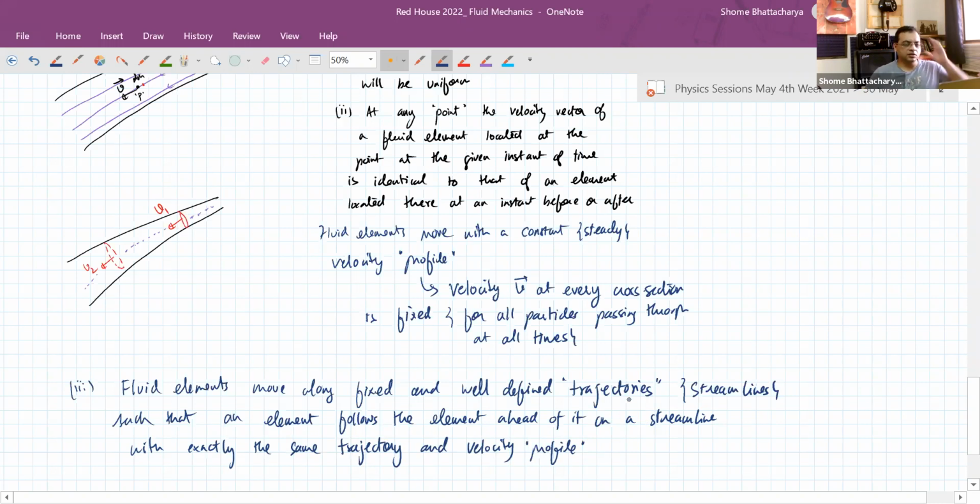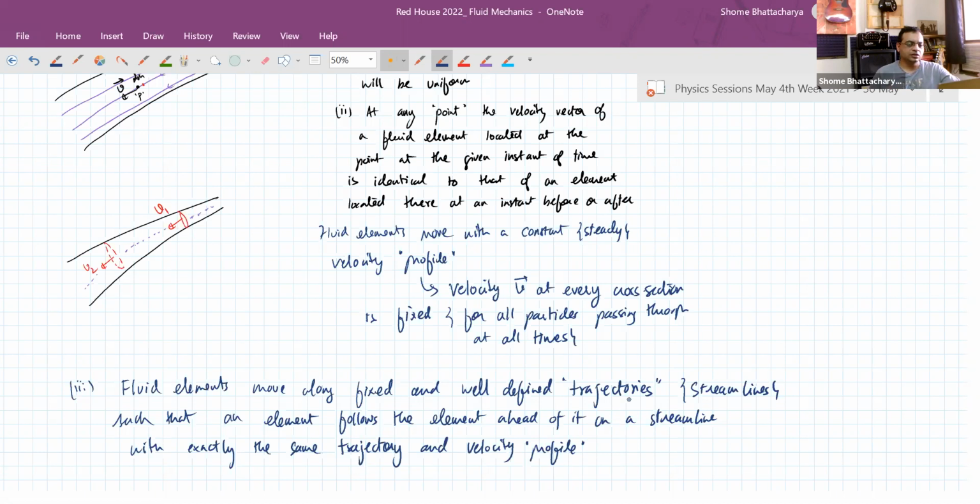Now, obviously, as with most definitions of ideal situations in physics, very few practical situations will be perfectly ideal. So it's very hard to have a perfectly streamlined motion. But there are many cases where the motion of a nearly ideal fluid, or of a real fluid which can be approximated as an ideal fluid, is nearly streamlined. It's not exactly that the trajectories will always be fixed. With time, there might be minor variations in trajectory, but they are negligible. And the velocity profile may not be 100% fixed, but the deviations in the velocity profile over time can be neglected.